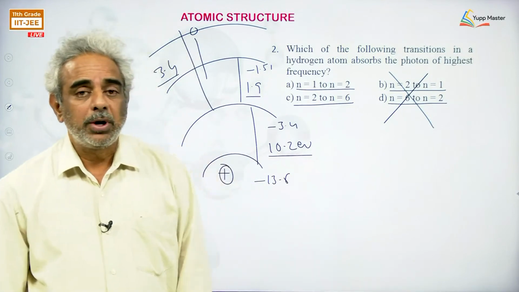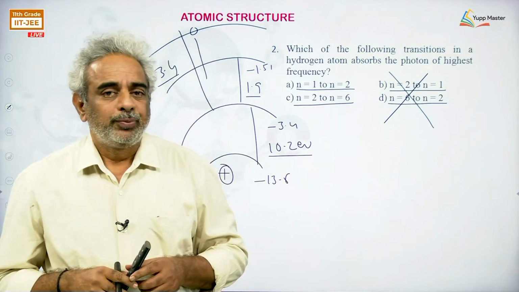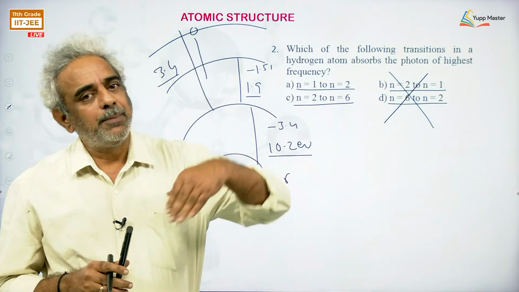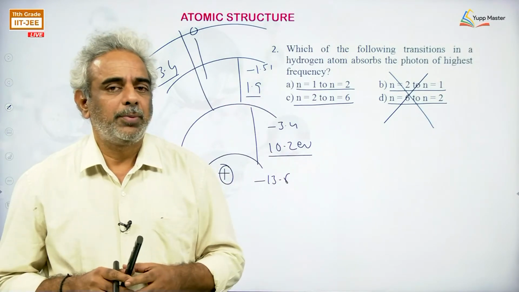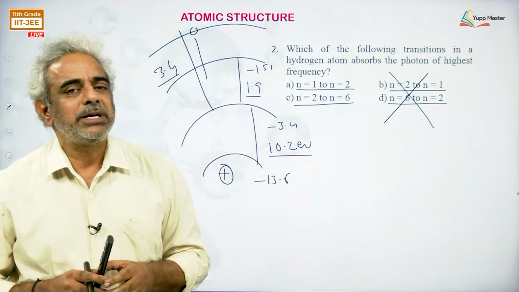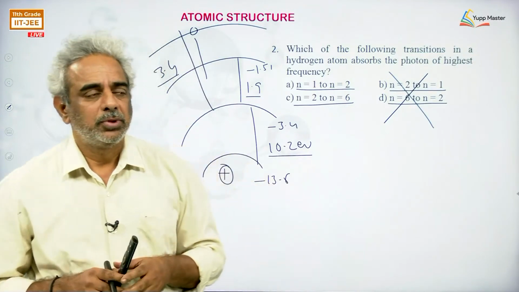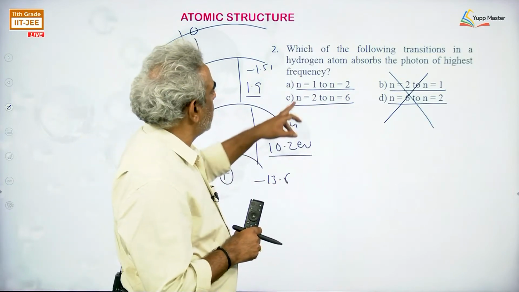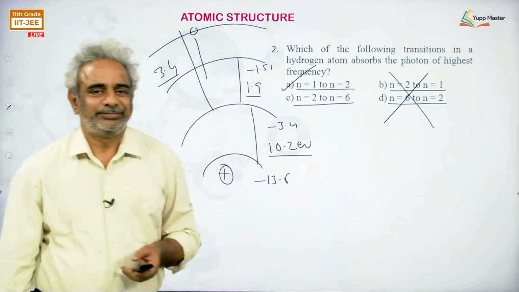2 to 1, 10.2. That is why I have been repeatedly telling the students, the energy gap between 2 and 1 is 3 times more than the energy gap between the rest of the orbits. 3.4 to 0, what is the gap? 3.4. So, whatever transition that occurs in between will be having less energy than 3.4. So, 2 to 1 is the ultimate energy. Now we want absorption. So, 1 to 2 is very high energy, and highest frequency means 1 to 2. That is the answer. So, be careful.